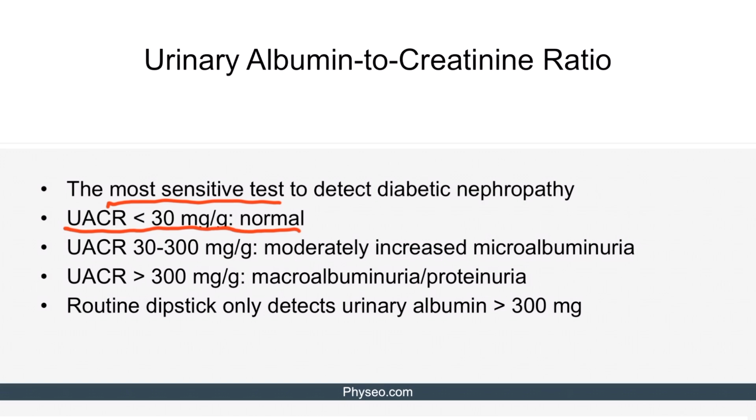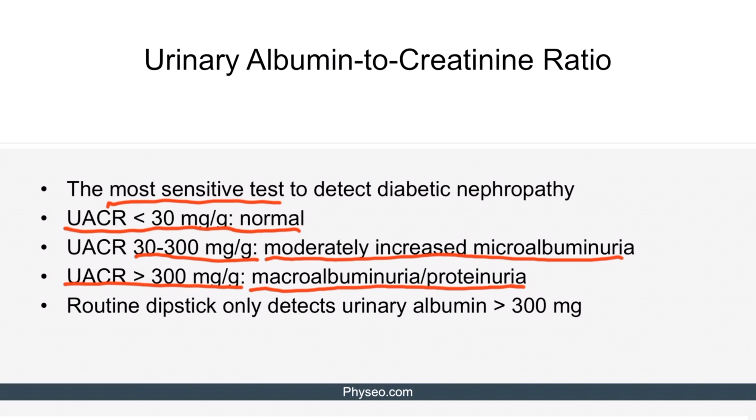But if the ratio is between 30 to 300 milligrams per gram, then this is termed as moderately increased microalbuminuria, and that actually indicates that there's development of the diabetic nephropathy. Then, if the level is greater than 300 milligrams of albumin to grams of creatinine, then that's termed macroalbuminuria or macroproteinuria, and that indicates advanced diabetic nephropathy. And that's unfortunate because you want to prevent this.